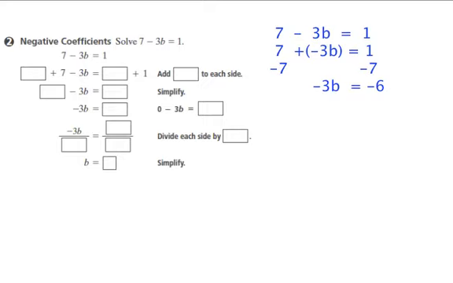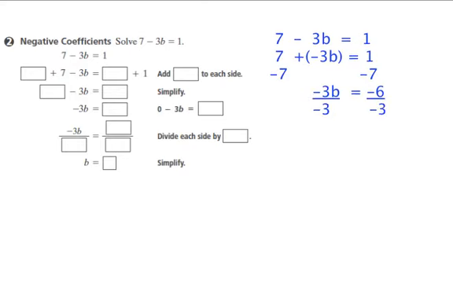Now we're going to undo the negative 3 times b. To undo that, we're going to divide both sides by negative 3. On the left-hand side, the negative 3's cancel each other out, so you're left with b. On the right-hand side, negative 6 divided by negative 3 is 2.